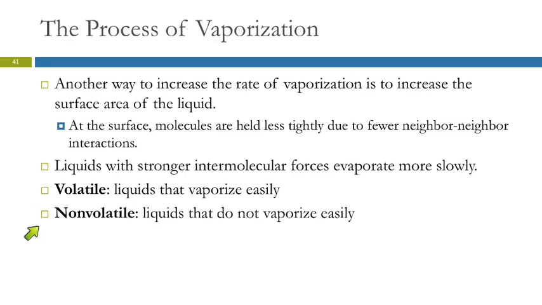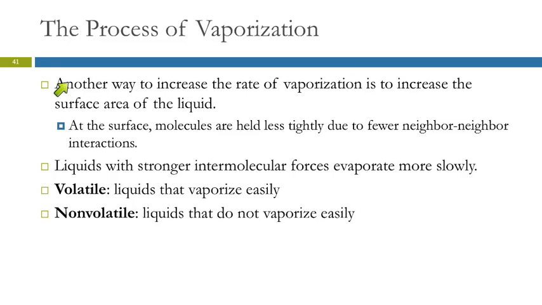And this brings up two terms that we've encountered before, at least this one, volatile and non-volatile. A volatile liquid vaporizes easily. A non-volatile liquid does not vaporize easily. So which is going to have stronger intermolecular forces, a volatile liquid or a non-volatile? Non-volatile. Those molecules are holding on to each other more strongly. It's hard for molecules to escape through that line.